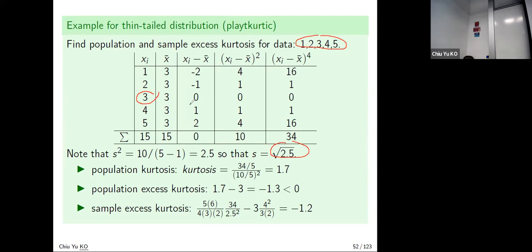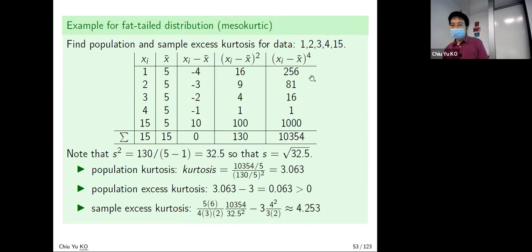2 times 1 point something is 2 point something, so 2 SD is 2 point something. So everything is within 2 SD. For a bell shape, you would expect more than 2 SD. So that's why this kurtosis is less than 0, because it's thinner than the normal. Probably you can check all the calculation by yourself. I don't think I need to do it. But in this case, you should expect this one to be positively skewed.